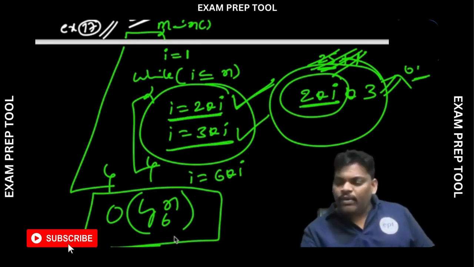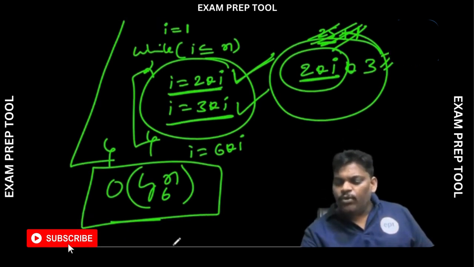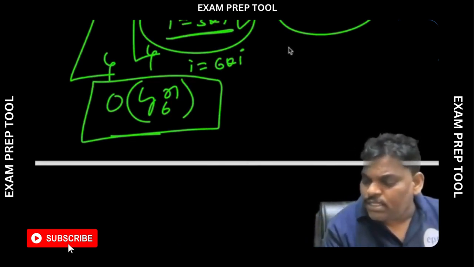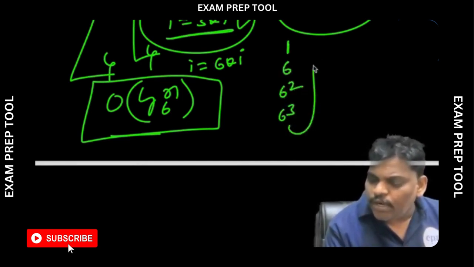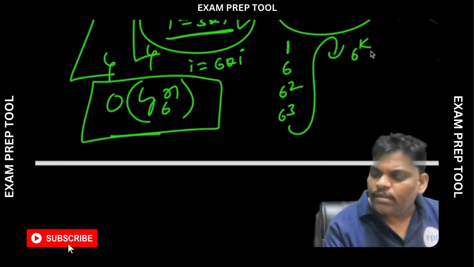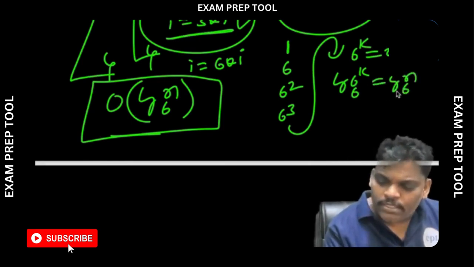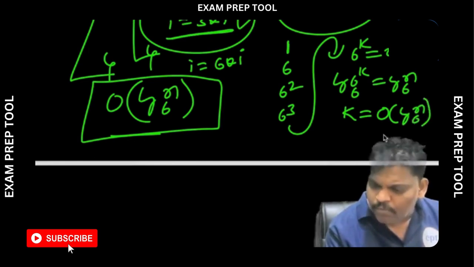I think for example 17, the answer is going to be log n base 6. Now almost everyone is comfortable. If you observe clearly, the series will come like this: first 1, next 1 into 6 is 6, next 6 squared, next 6 cubed. If I continue k times, 6 power k equals n. Applying log base 6, k is equal to big O of log n base 6. That's it.